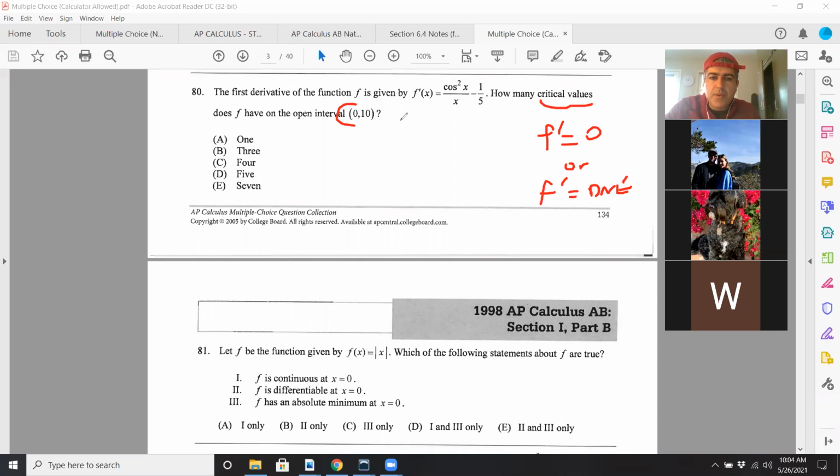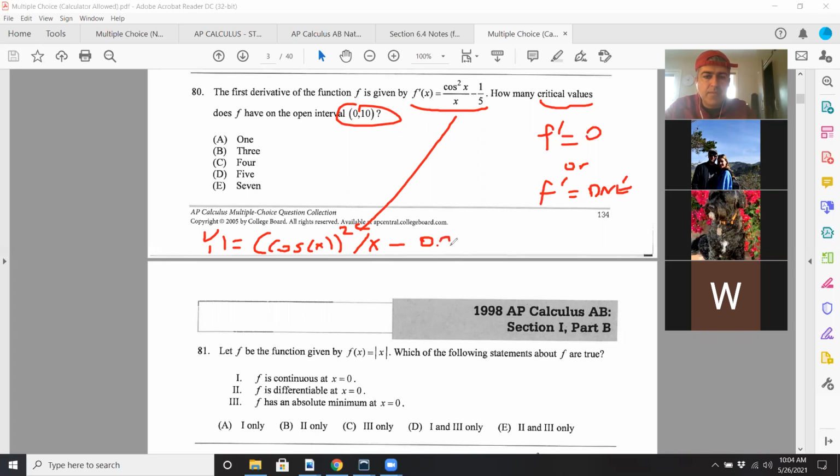This is on the open interval from 0 to 10. So what you want to do is simply let y1 equal all that junk. And the way you probably want to type it in the calculator is probably like this. Parentheses, cos x squared slash x minus 0.2. It will follow the order of operations, so we'll do it correctly.